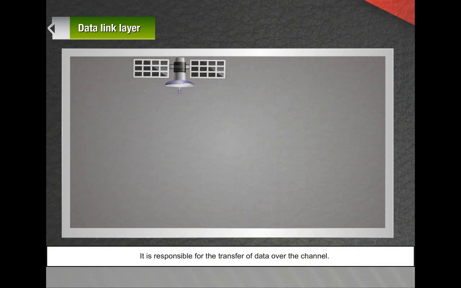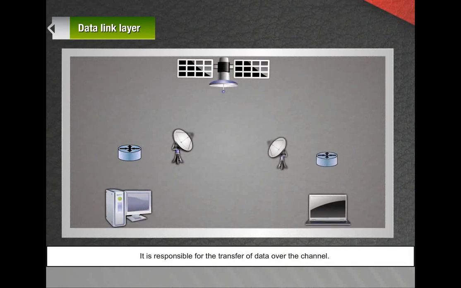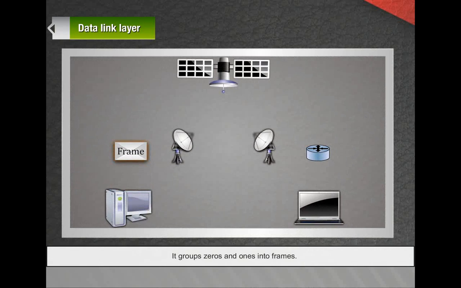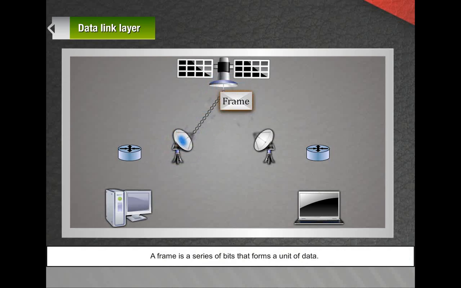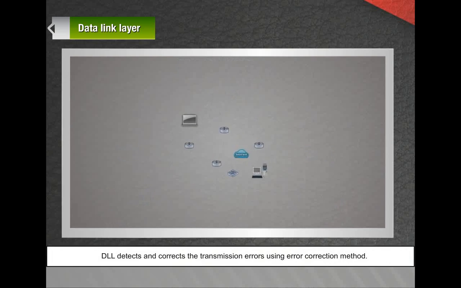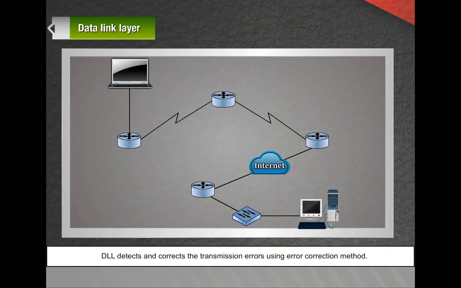Data link layer. It is responsible for the transfer of data over the channel. It groups zeros and ones into frames. A frame is a series of bits that forms a unit of data. DLL detects and corrects the transmission errors using error correction method. It also provides data flow control to ensure that the DTE does not become overburdened. It identifies the devices on the network.